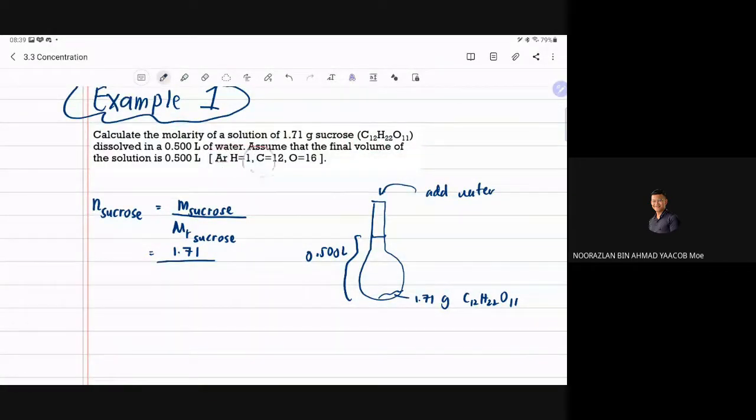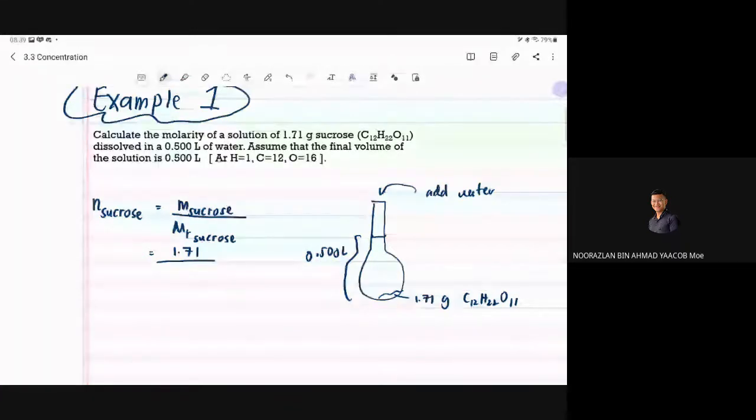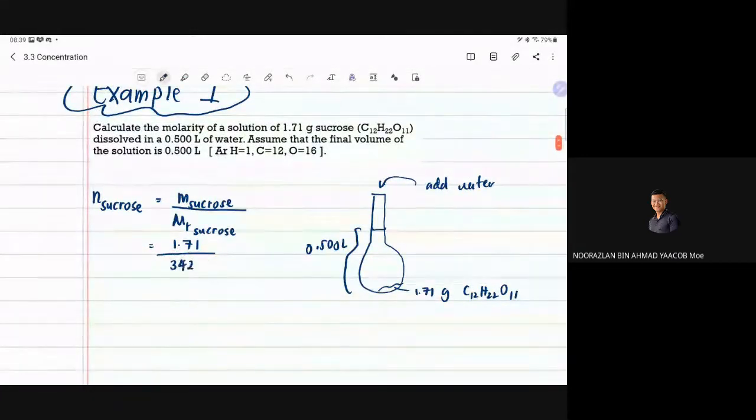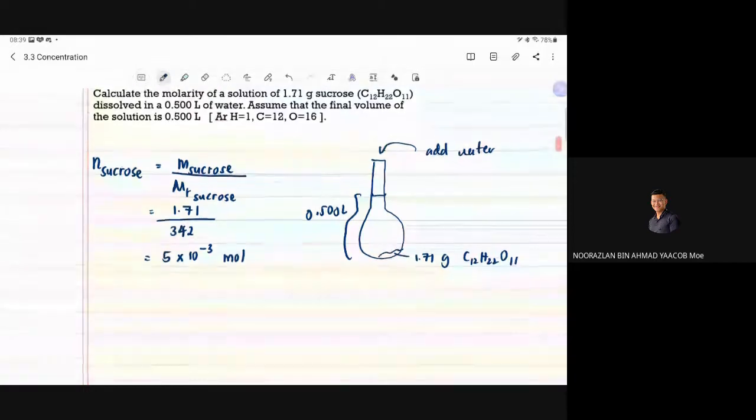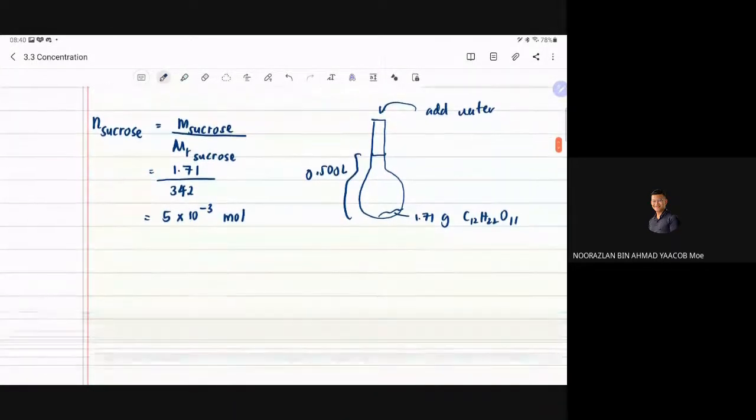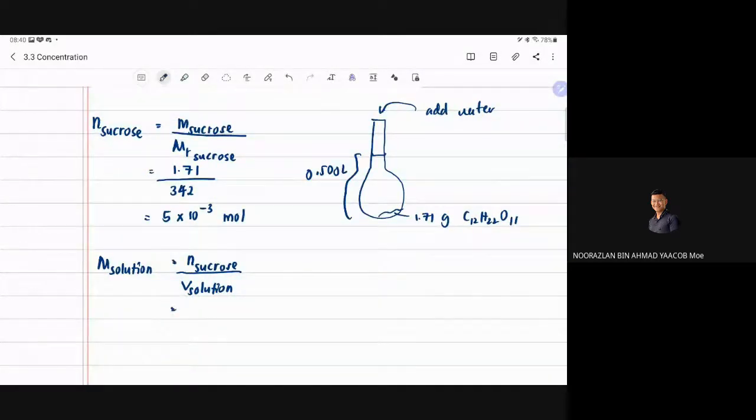So dia dah bagi dah dekat sini atomic mass dia. 12 darab 12 tambah 22 darab 1 tambah 11 darab 16. We will get 342 molar mass dia. Jadi kalau kita kira 1.71 divided by 342, we should get 5 times 10 to the minus 3 mole. So now kita dah ada bilangan mole dia. Kita boleh cari molarity. M of solution is equals to number of mole of sucrose divided by volume of solution.